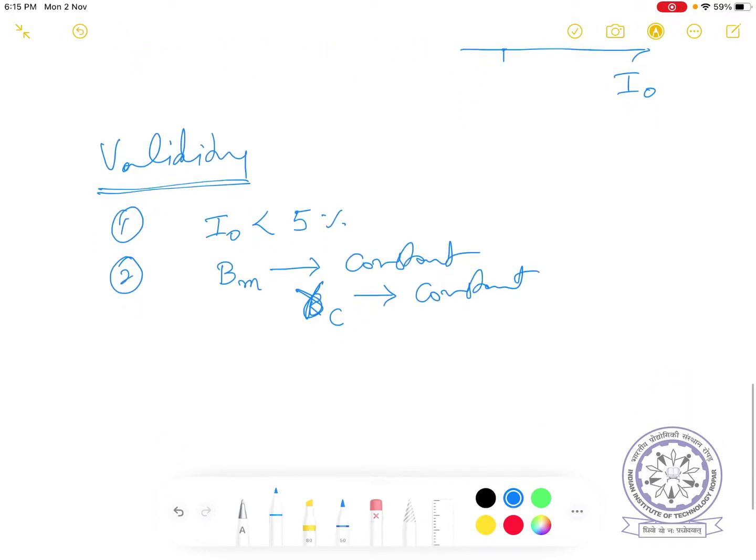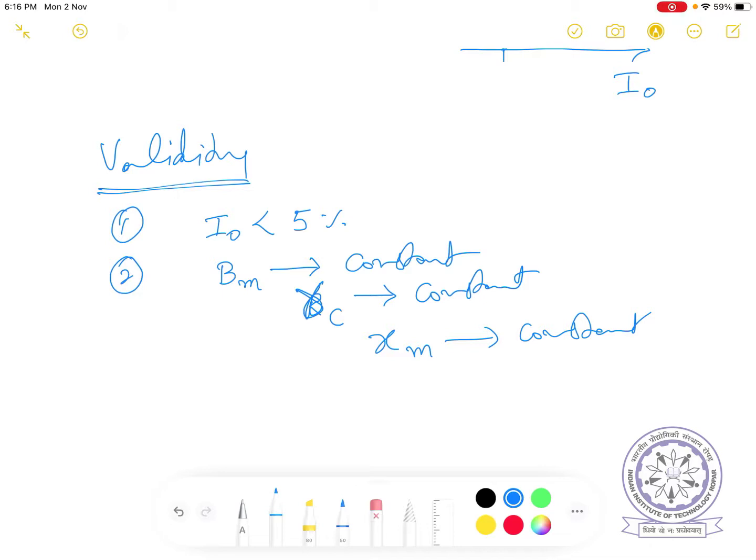So there is no harm. Even XM, the magnetizing reactance, can also be assumed constant because of these reasons: I0 is less than 5%, and Bm is constant because voltage is constant. Number two point, whether X1, X2 are constant or not. X1 and X2 are very nearly constant and do not depend much on the Bm.